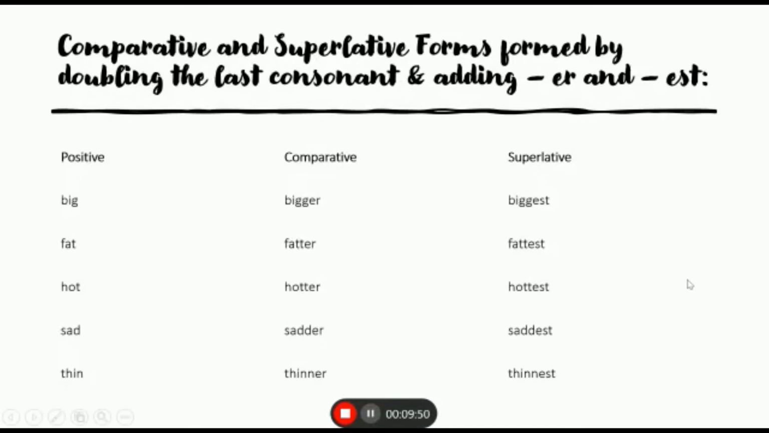Now, the third rule says that if the word is ending with a single syllable, you have to double that and you have to add er and est. So big becomes bigger and biggest, fat becomes fatter and fattest. Similarly with hot, sad and thin.